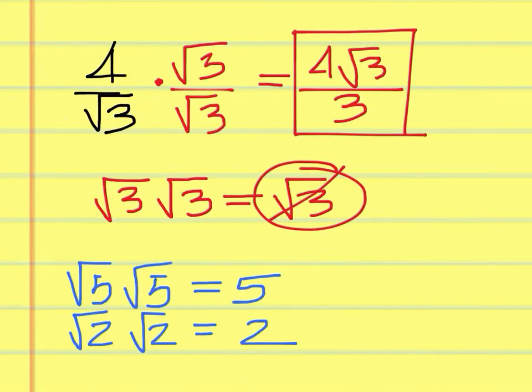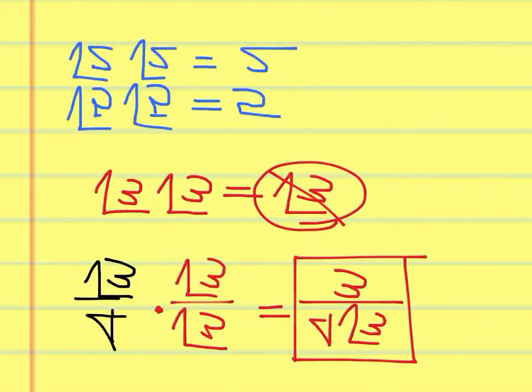3 over the square root of 2. We have to multiply the top and the bottom by square root of 2, and you'll come out with 3 square root of 2 over 2. There's nothing more you can do to that.